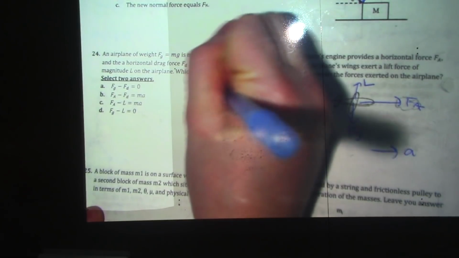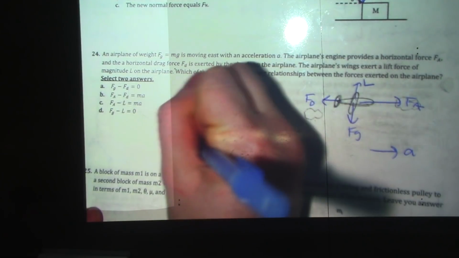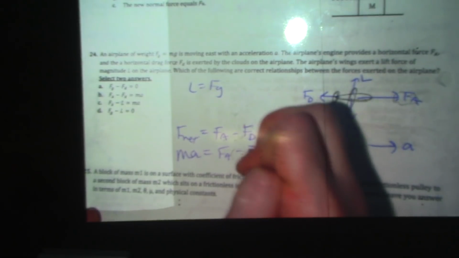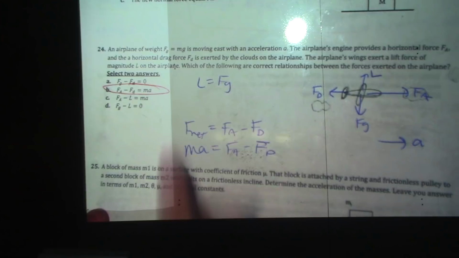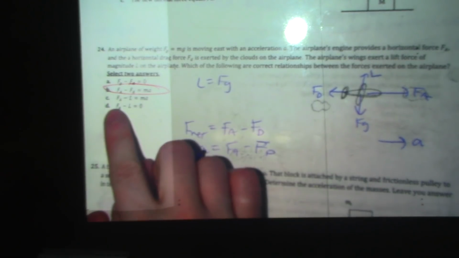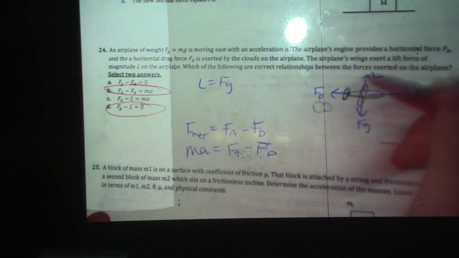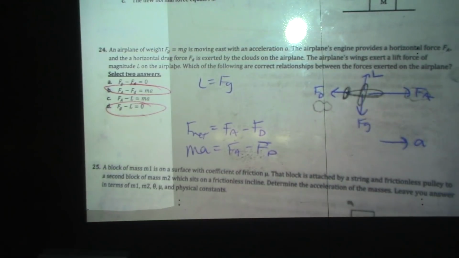It doesn't say anything about accelerating up or down, so I'm going to assume that these two are balanced, so L equals Fg. And then my net force would be Fa minus Fd, minus because they're opposite. Fnet is just Ma equals Fa minus Fd. So that tells me B is correct, but it's a select 2. Now, because these two are equal, Fg minus L equals 0. Also, L minus Fg equals 0. That's just saying this minus this gives me a net force of 0, which is what balance means.